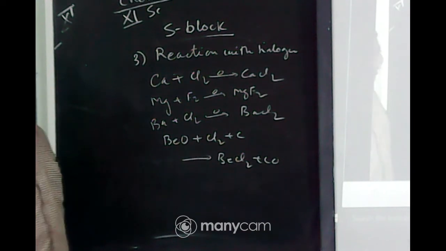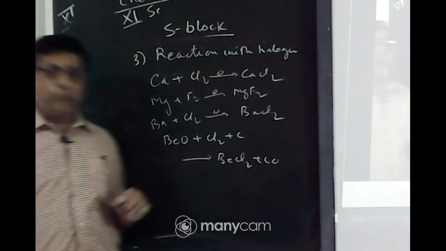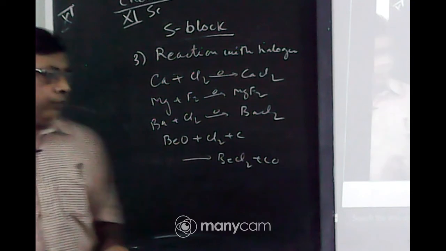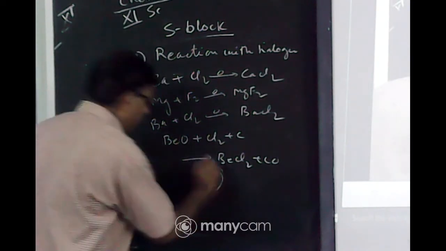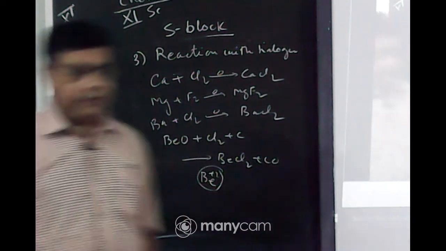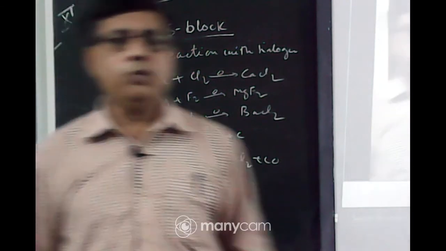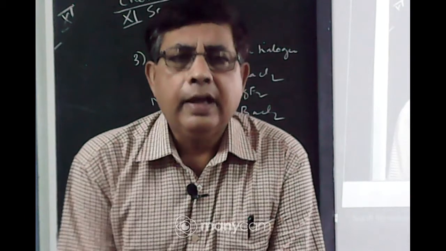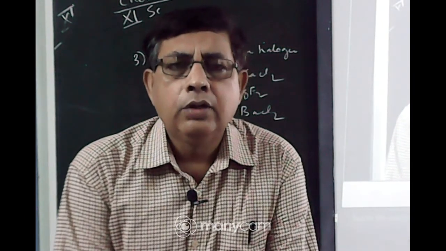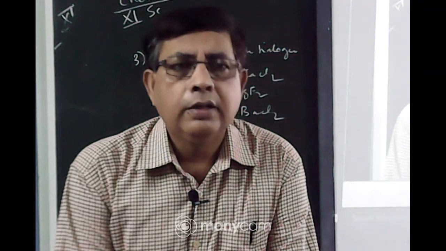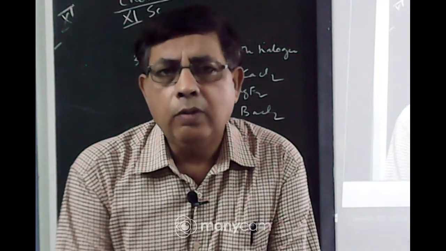Now, this beryllium chloride is not an ionic compound, it is a covalent compound, because the Be2+ ion has very small size and greater charge. You know, the smaller the size of the cation and the greater the charge of the cation, the greater will be the polarizing power. So, due to greater polarizing power, the compound will be predominantly covalent in nature.